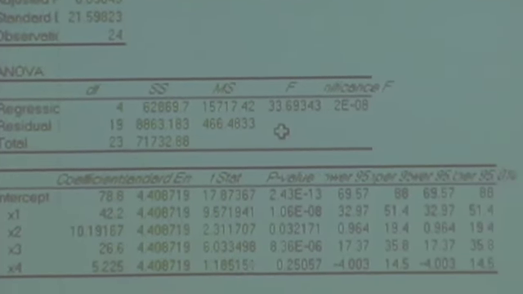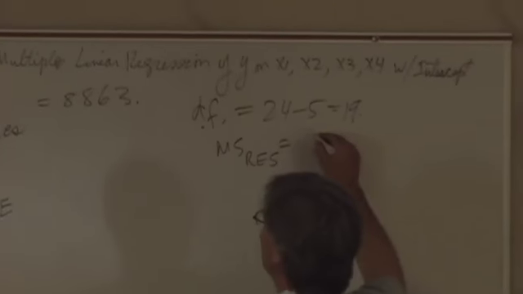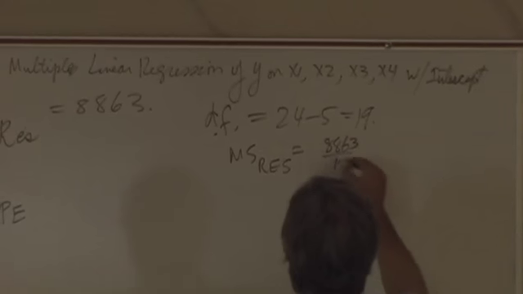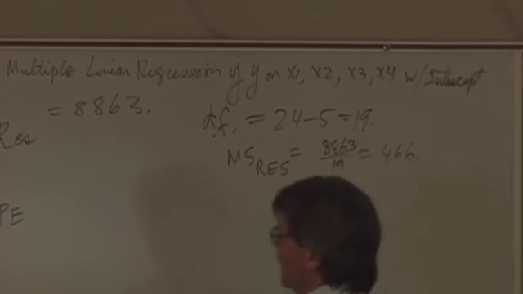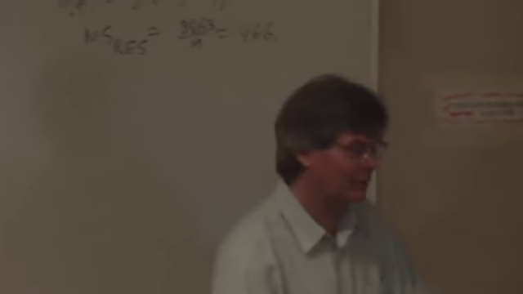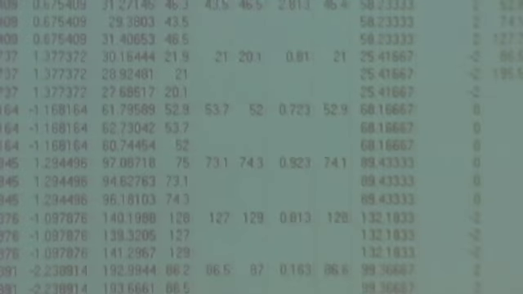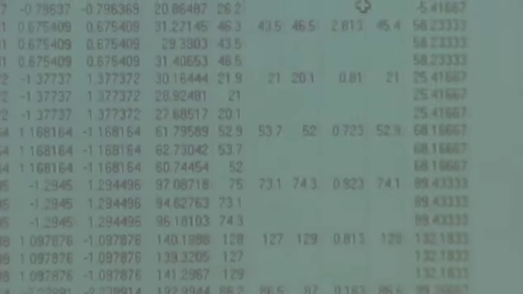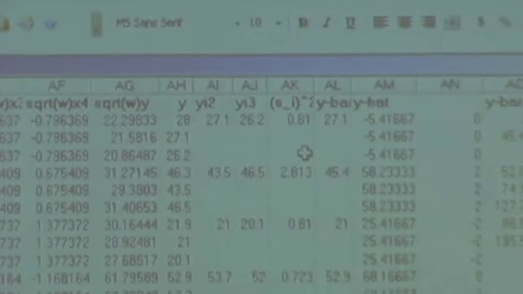So MS res is equal to 8863 divided by 19, which equals 466. What's SSPE? Then I'd have to multiply all these S squareds by 2, right? Because let's go back up to those. Remember, we had calculated all these sample variances, here the sample variances are 0.81 and so on. Now all I have to do is multiply them by 2 and add them, and I get SSPE.